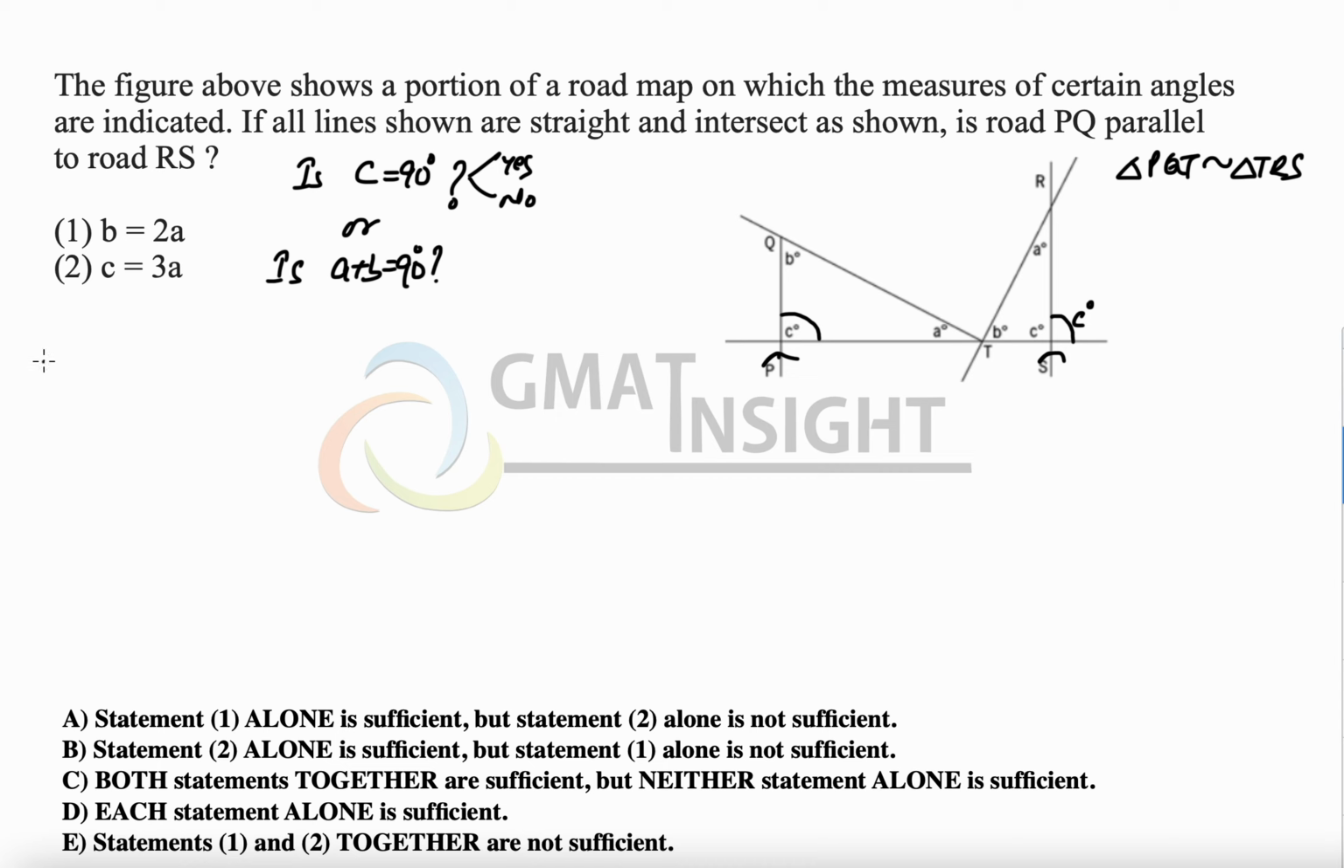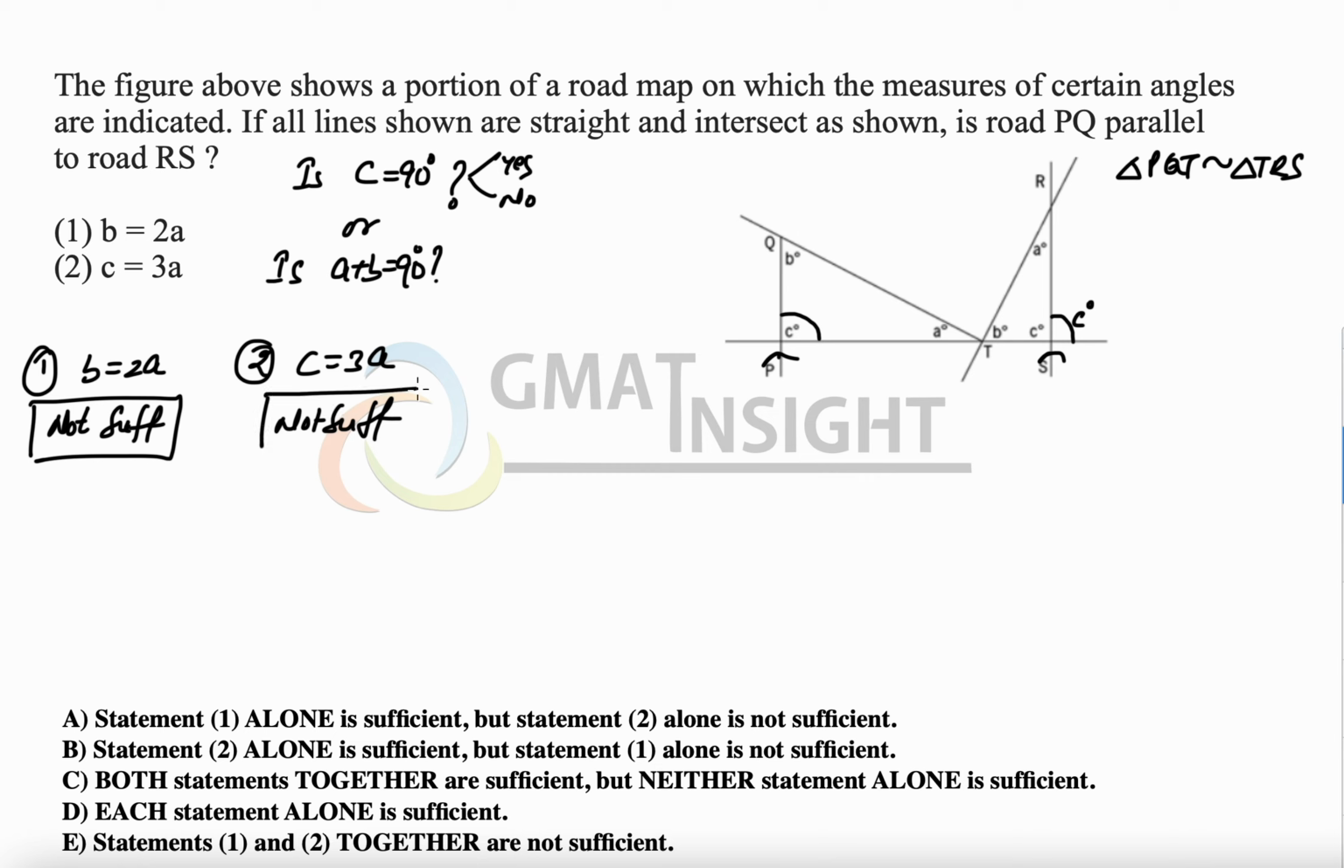Now let's look at the statements. The first statement says B is equal to 2A, but there is no measure of any angle. Therefore, we can comfortably say that this statement alone is not sufficient to answer the question. Now let's look at the second statement, which says C is equal to 3A. Once again, we have the relationship between angle A and C, but B is absent. At the same time, we don't know the measure of any angle. Therefore, this statement alone as well is not sufficient. This was quite easy to understand till this step. So we can cancel out options A, B and D.